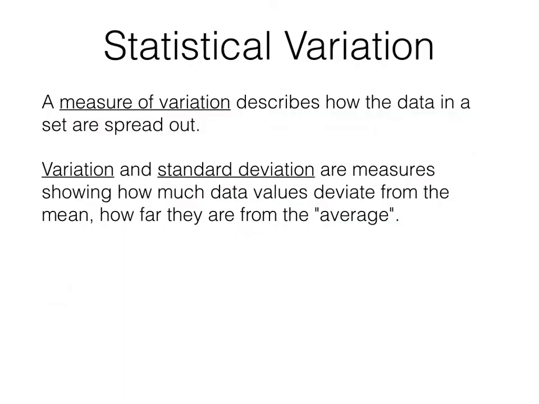A measure of variation is different from a measure of central tendency. A measure of variation describes how the data in a set are spread out. How they're spread out. And that's what we're going to devote the rest of this video to. We'll go back and review practicing with mean, median, and mode.